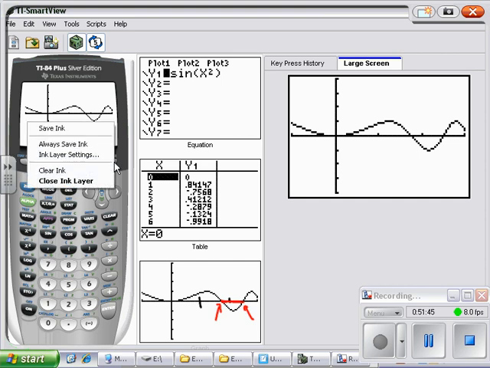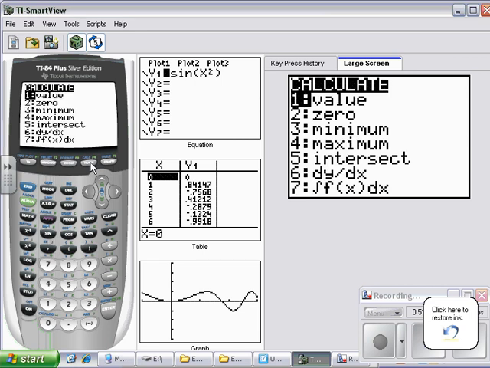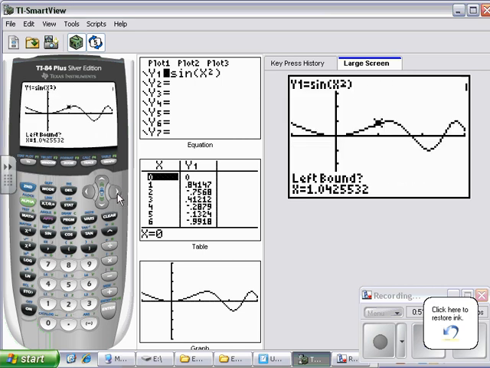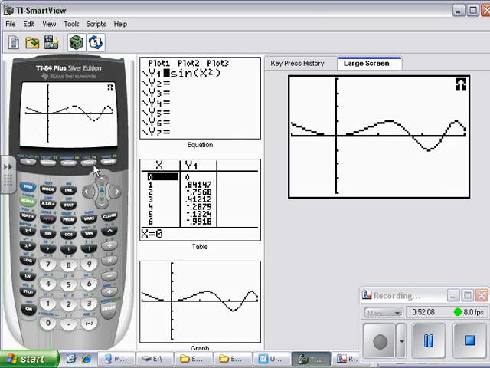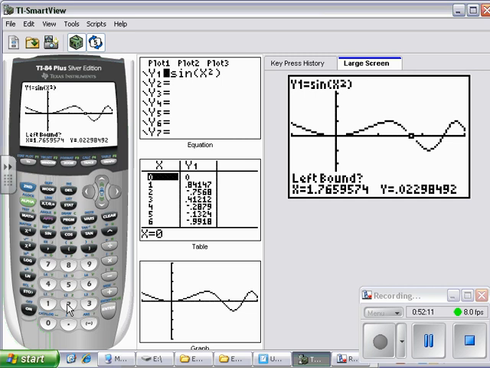So the second closest, second calc, option 2. Left bound, good. Right bound must be of a different sign. There it is. There's the 1.772. All right. We go back. We do it again. Second trace. Option 2. Left bound. Right bound. And there it is. So we know it's negative between the 1.772 and 2.507.